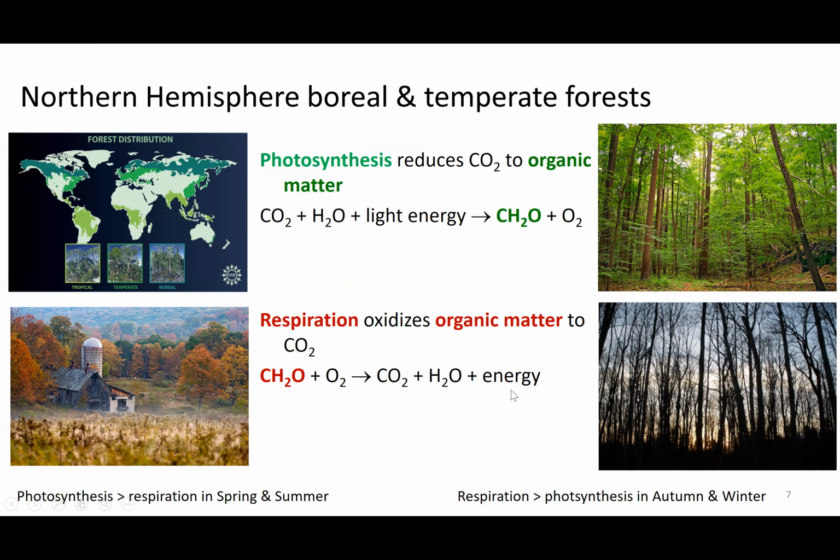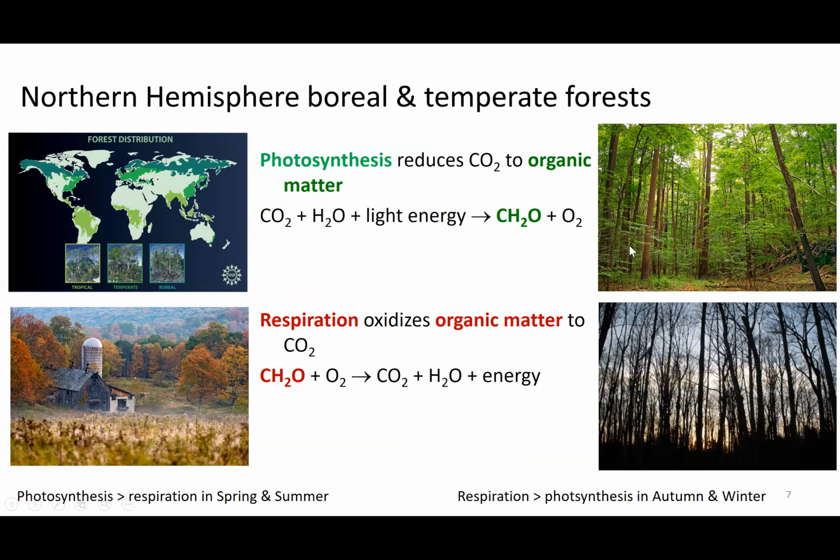And so on an annual cycle, in the spring and summer months, we have strong photosynthesis, taking CO2 out of the atmosphere and converting it into organic matter. Then during the fall and autumn period, we start to get respiration dominating over photosynthesis, and we start to see carbon dioxide being released back into the atmosphere. So you can sort of picture that here.